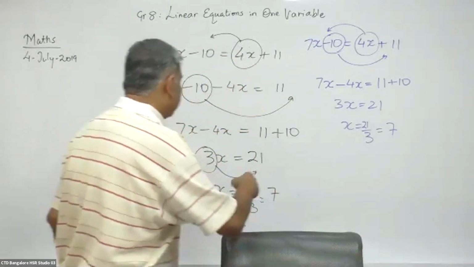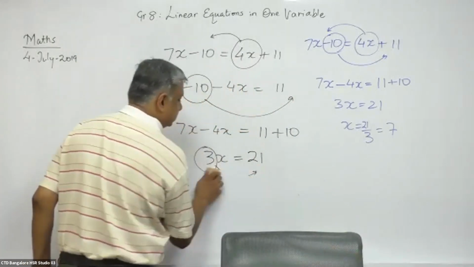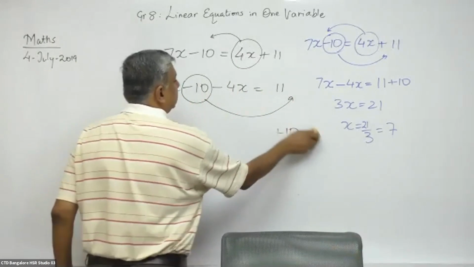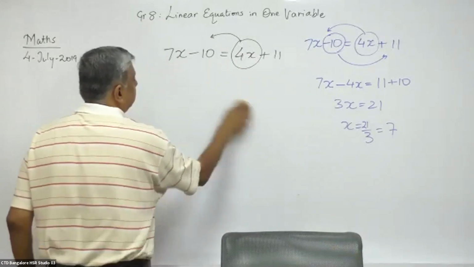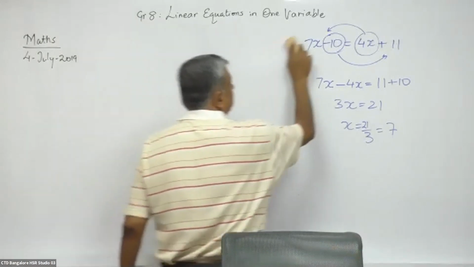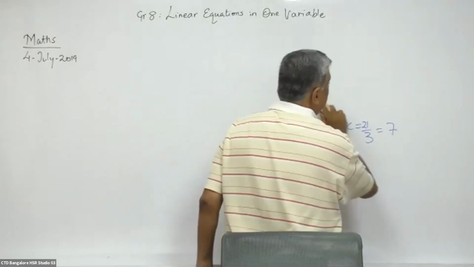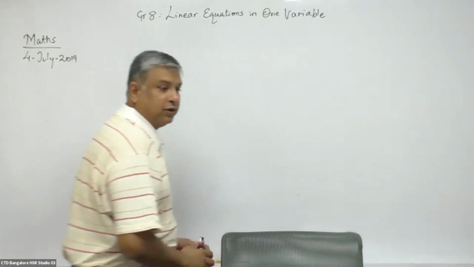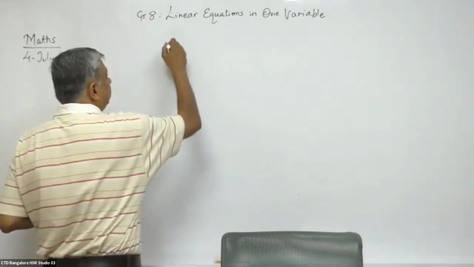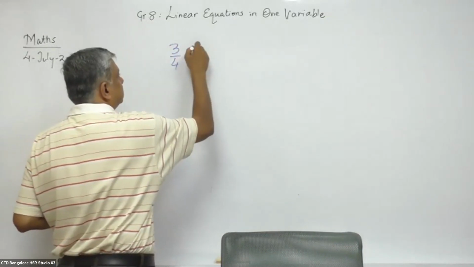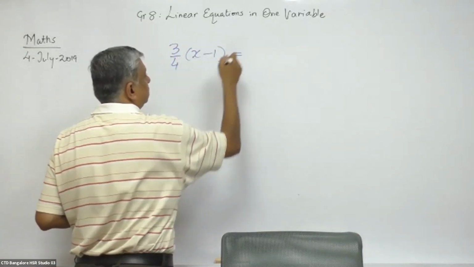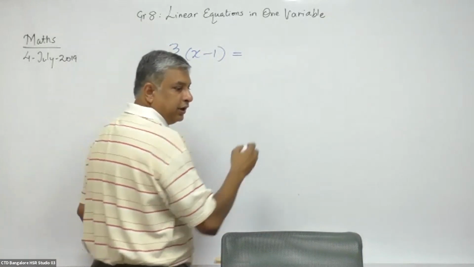Now, let's take another one. And this time, I take a slightly different question so that it gives you how to handle a fraction. So (3/4)(x minus 1) is equal to x minus 3.